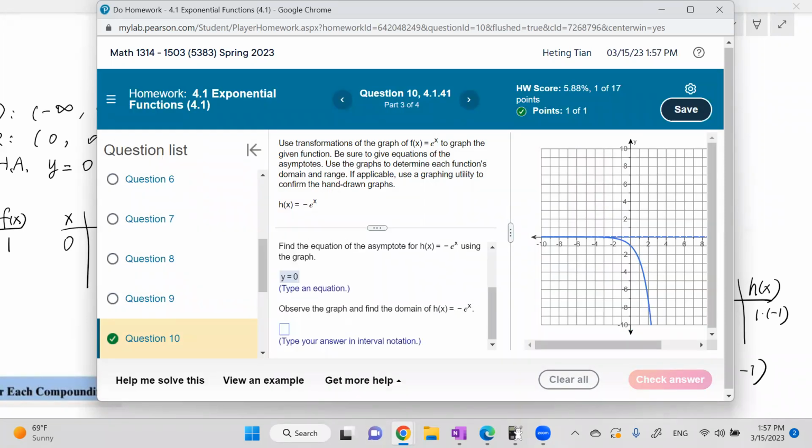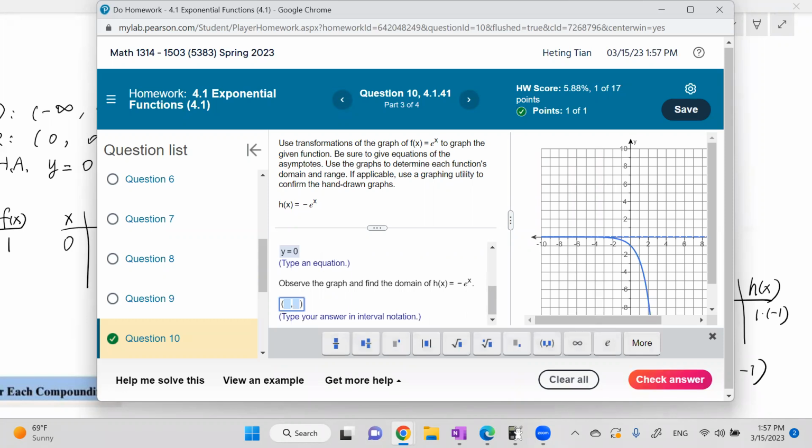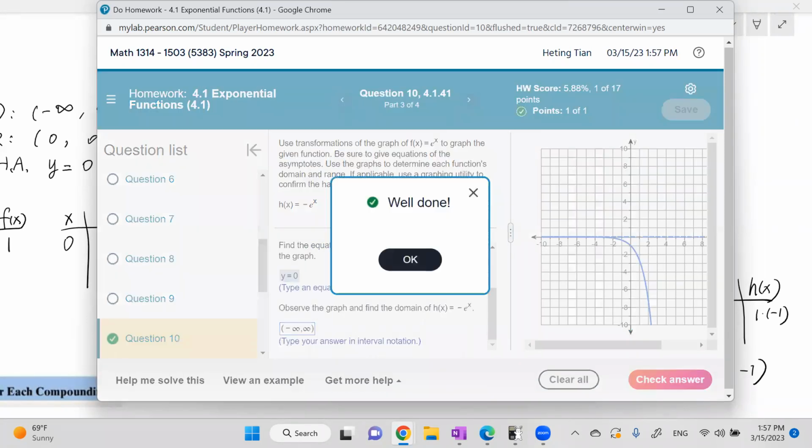Observe the graph and find the domain. Can you find the domain of this exponential function? All real numbers. So let's put negative infinity to infinity. Delete that. So check the answer.